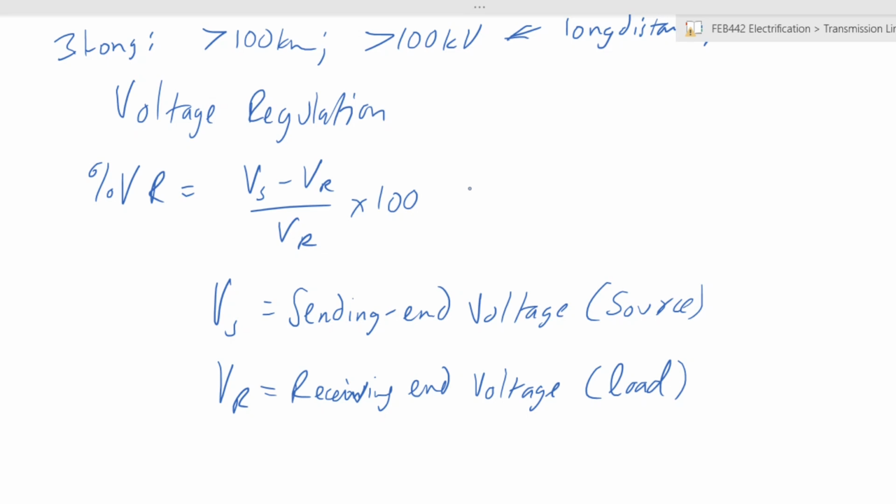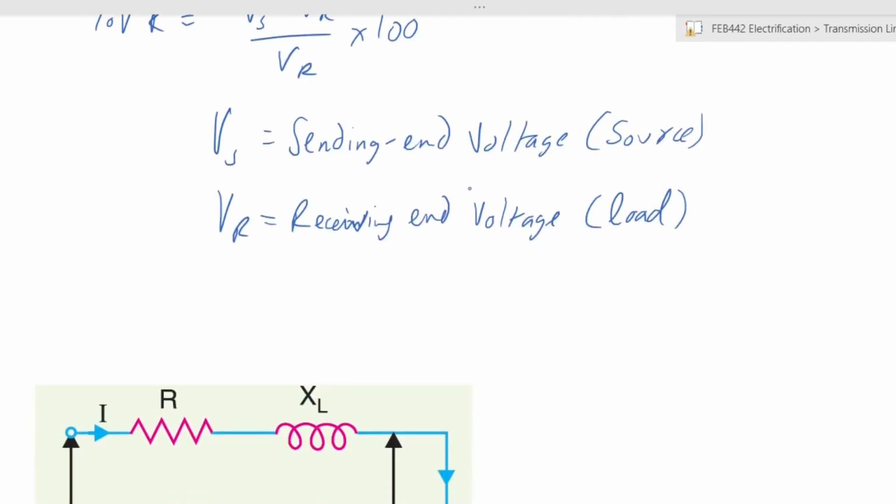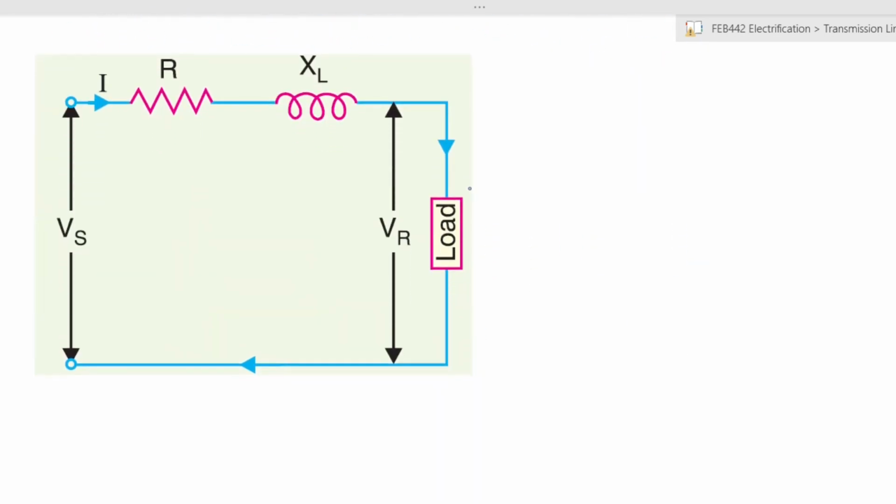So the voltage at the sending end will be different from the voltage of the receiving end. They might even be out of phase. So let's look at what the characteristics of the transmission line look like.